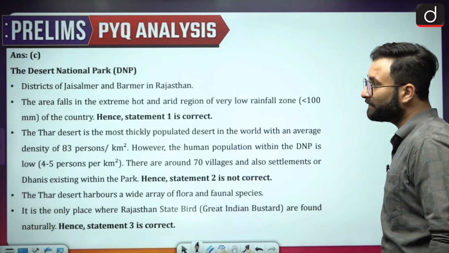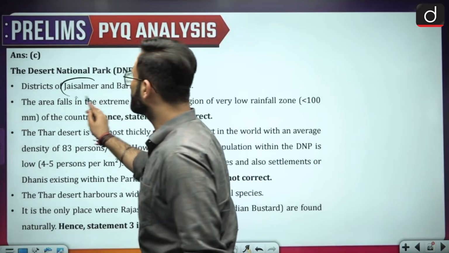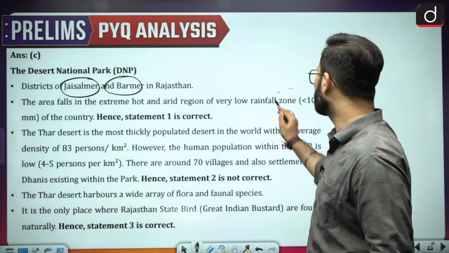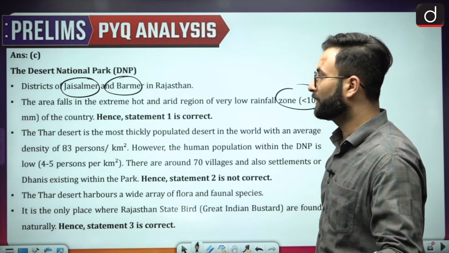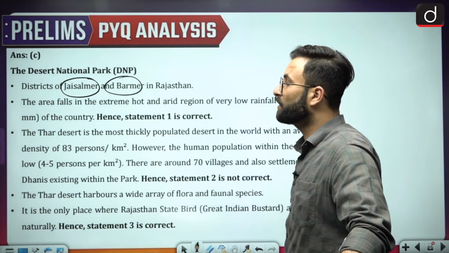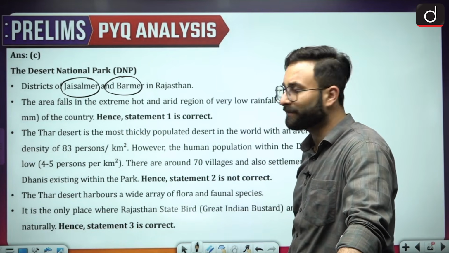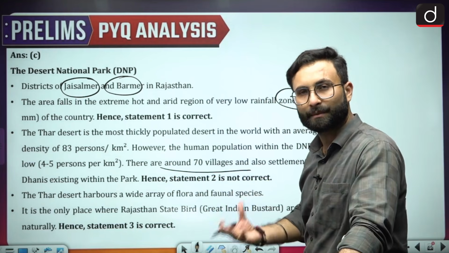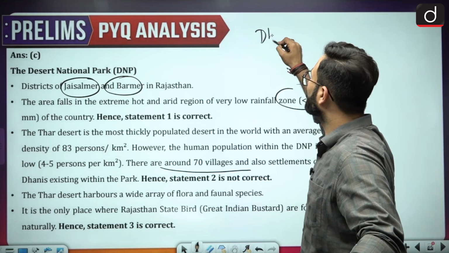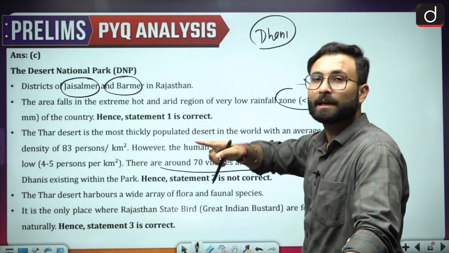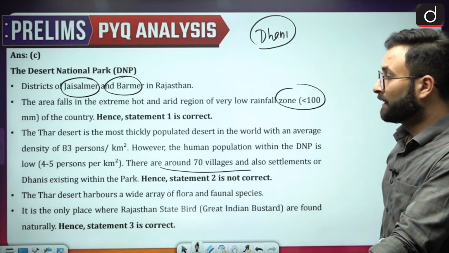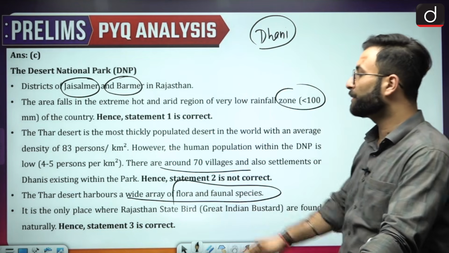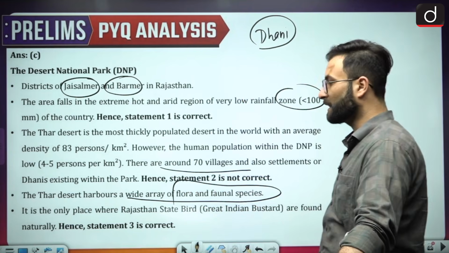Desert National Park is there in the districts of Jaisalmer and Barmer. The area falls in the extreme hot and arid regions with low rainfall, that is basically less than 100 mm. Next, the Thar Desert is the most thickly populated area, which I already told you. There are around 70 villages, and there are settlements as well. In local language, these settlements are called Dhani. Coming to the next one, the Thar Desert harbors a wide array of flora and fauna. It is the only place where the Rajasthan state bird, the great Indian bustard, is found naturally.